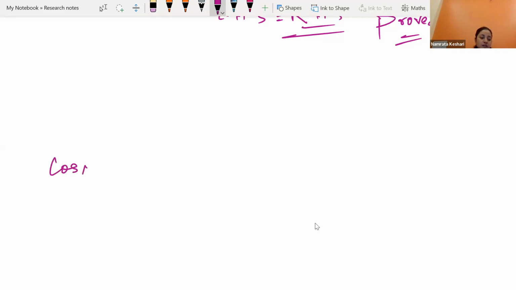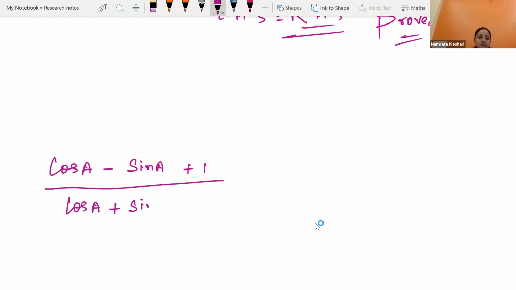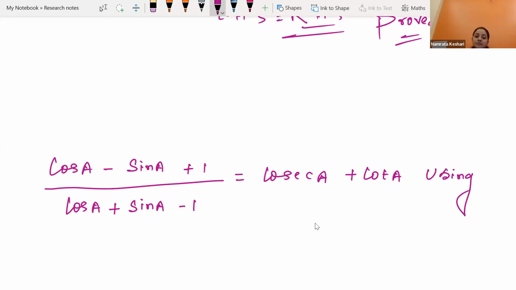Cos A minus sin A plus 1 by cos A plus sin A minus 1 is equals to cosec A plus cot A. Here it is written that we have to prove it by using the identity cosec square A is equals to 1 plus cot square A. This identity we need to use to prove left hand side is equals to right hand side.